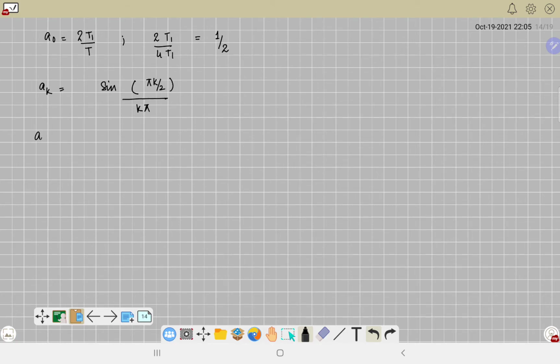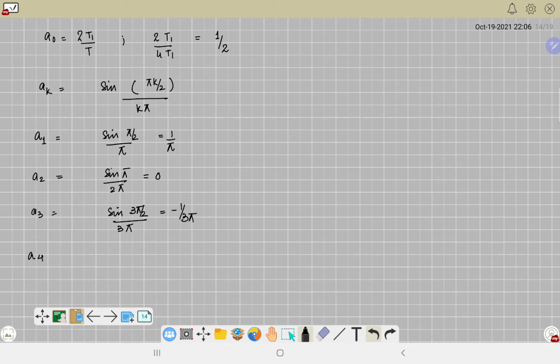Now you can give different values. For example, I want to compute a1. It will be sine of π/2 by π. Sine π/2 is 1, so it will be 1/π. ठीक है, आपका जो साइन सिग्नल होता है, yeah, you can just compute other coefficients. So a2 will be sine π by 2π, which will be 0. फिर अगर आप a3 compute करेंगे, it will be sine 3π/2 by 3π, that will be minus 1/(3π).